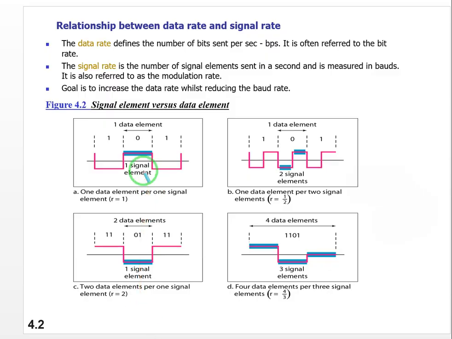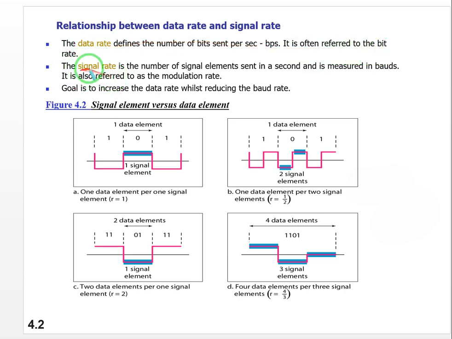Coming to the relation between data rate and signal rate. Data rate is also called the speed of data. What is data rate? Data rate defines the number of bits per second. How many bits you can send in one second is called the data rate, and it is often referred to as the bit rate as well.